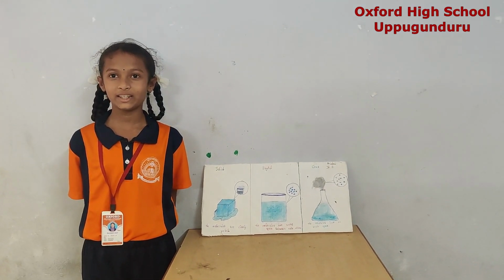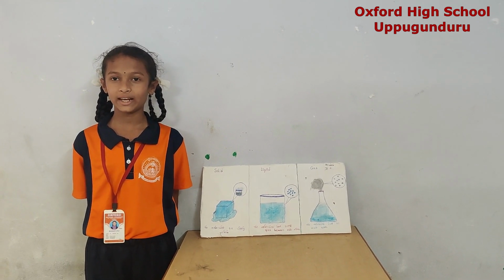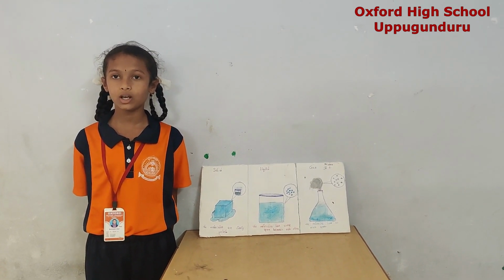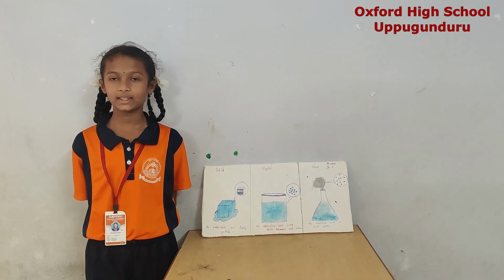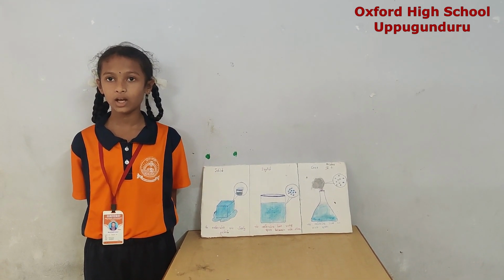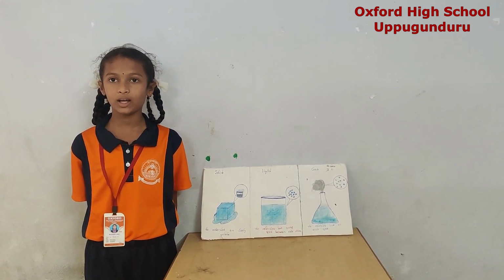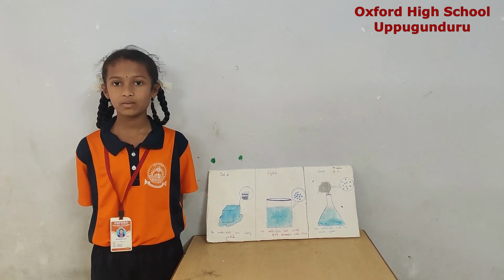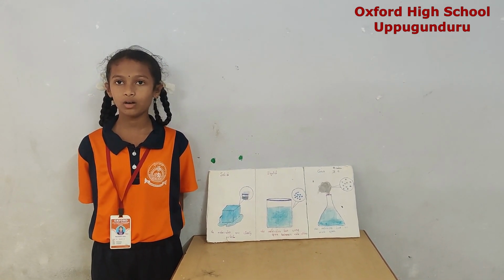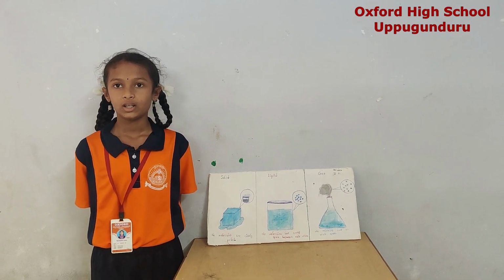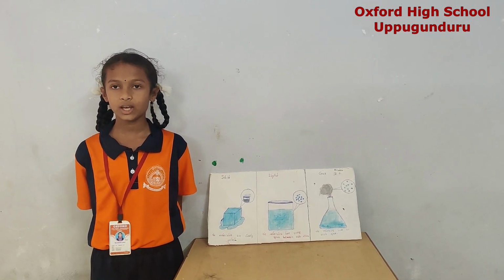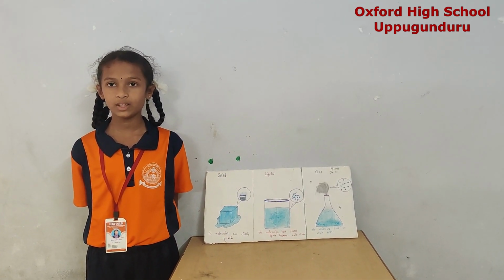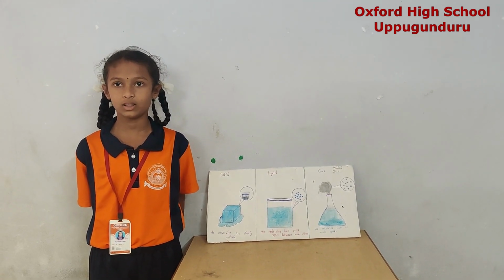Hi, my name is Zahari. I'm studying 4th class. I want to tell you about solid, liquid, gas. In solids, the molecules are closely packed. Example, ice cube. In liquids, the molecules have some space between each other. Example, water. In gases, the molecules have so much space between each other. Example, oxygen. Thank you.